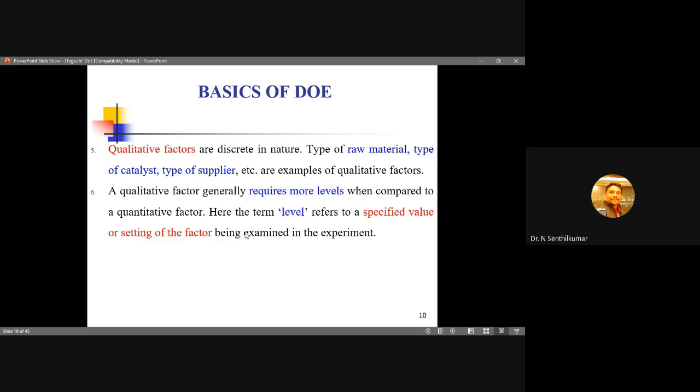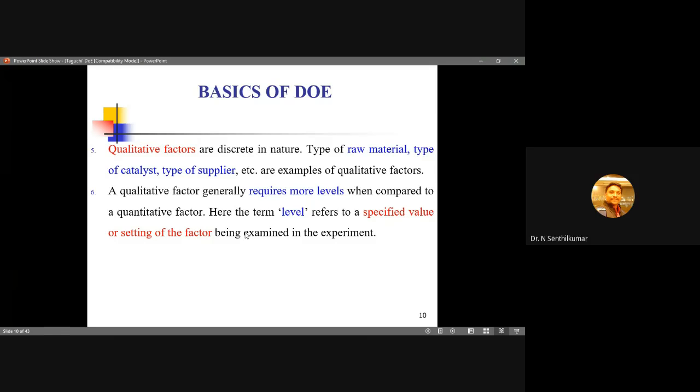So the qualitative factor generally requires more levels. For example, cooling: mist cooling, no cooling, cryogenic cooling, flood cooling. So we are going to have more levels of coolants. But in the case of quantitative, a moderate number of levels can be used. That is 3 levels, 4 levels. Okay, even we can consider 5 levels. It all depends upon the range.